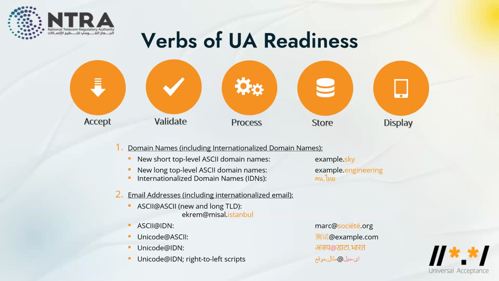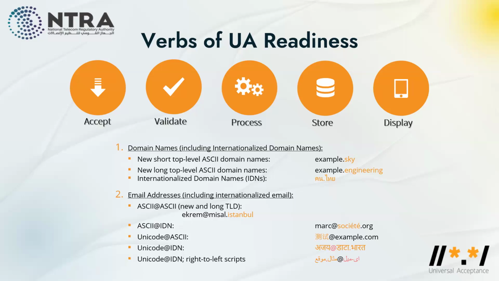How could the registry or the ccTLD say that I am universal acceptance ready? It means that the software of the registry of .ke, or even the registrar itself, is able to collect email addresses from the user, whatever the language is. Maybe it's an Arabic email address or a Chinese email address. The software is able to validate such email addresses or domain names correctly, process them, store them inside the database correctly, and display them correctly.